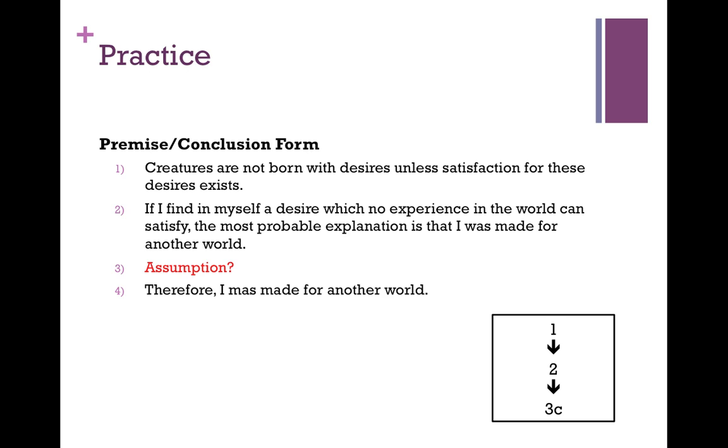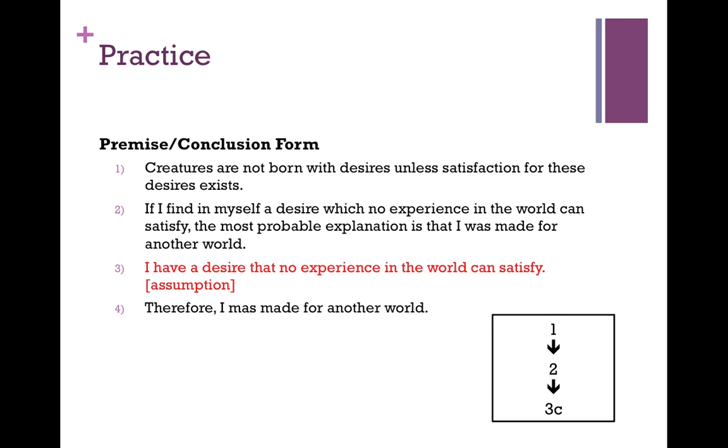So that might be a little confusing, but maybe this next sentence will make sense. Lewis has to be assuming something like this: I have a desire that no experience in the world can satisfy. He has to make this assumption because independently of it, at most he could have a hypothetical conclusion down here. Notice, this is just a mere hypothetical.